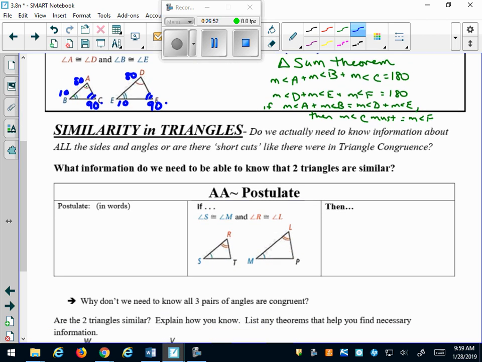Okay, so think back now when we were learning about congruent triangles. And the lesson was very similar, no pun intended, to this one.